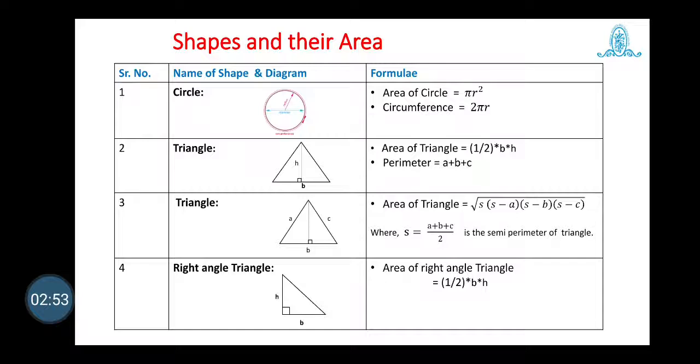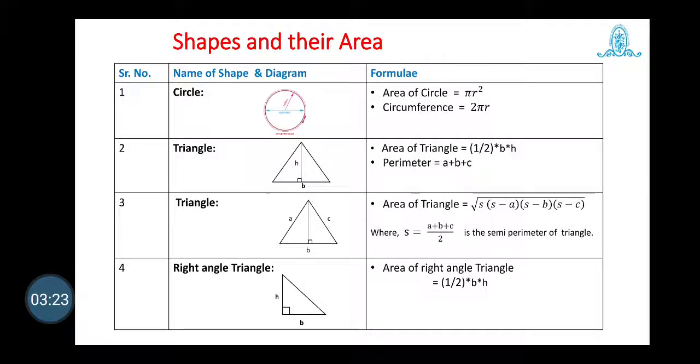After that, the area of a triangle is, if any triangle has base and height, then its area is equal to half multiplied by b into h, where b is the base of the triangle and h is the height of the triangle. But how do we calculate the perimeter of any triangle? Perimeter of a triangle is equal to a plus b plus c, where a, b, c are the sides of the triangle.